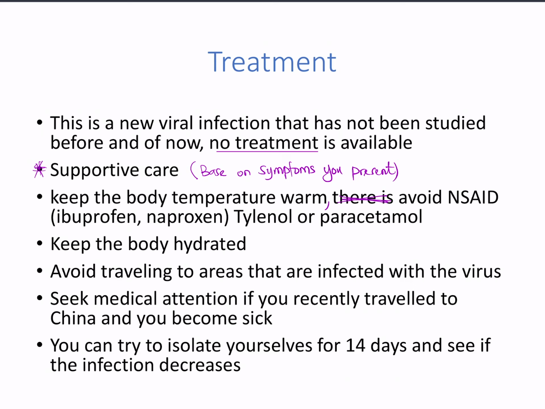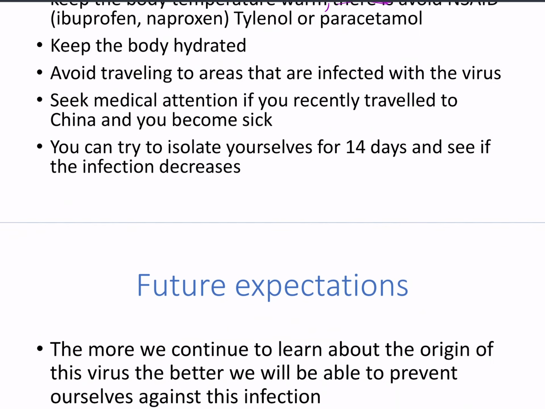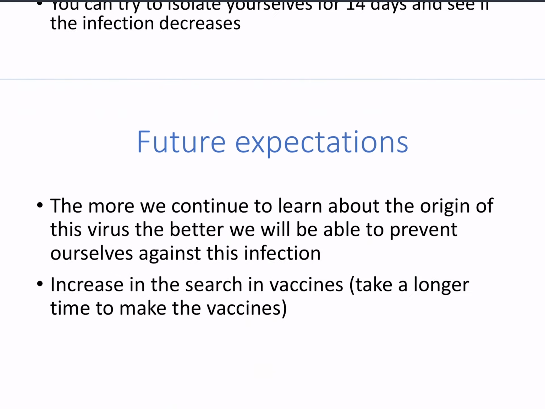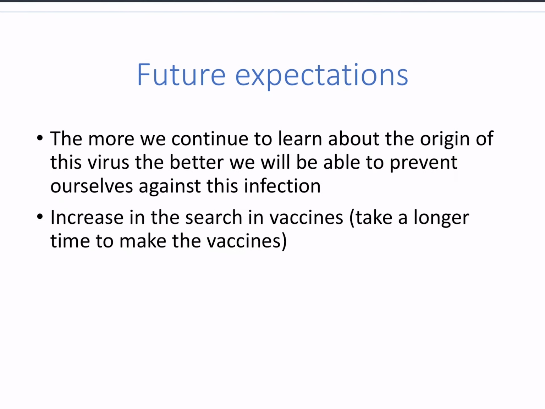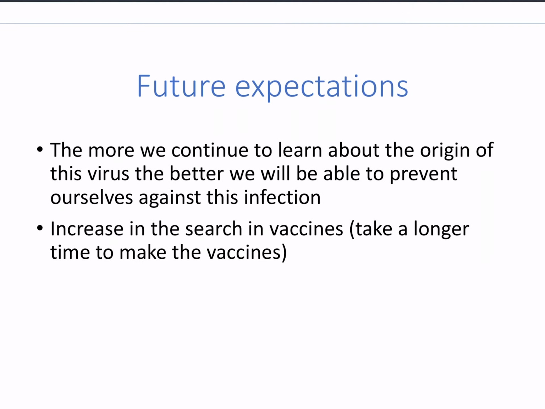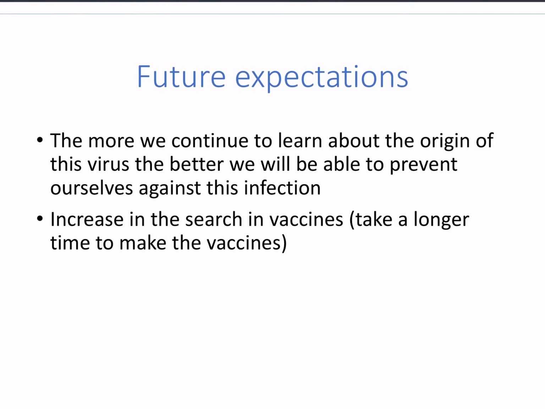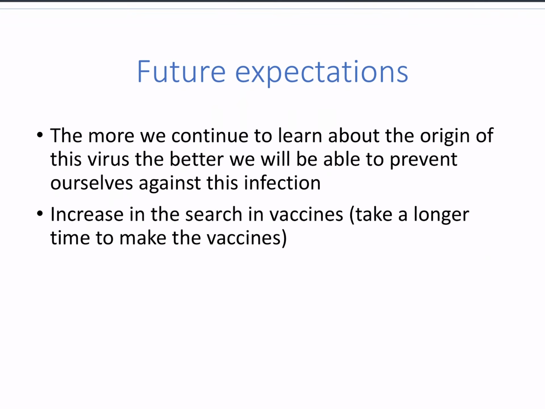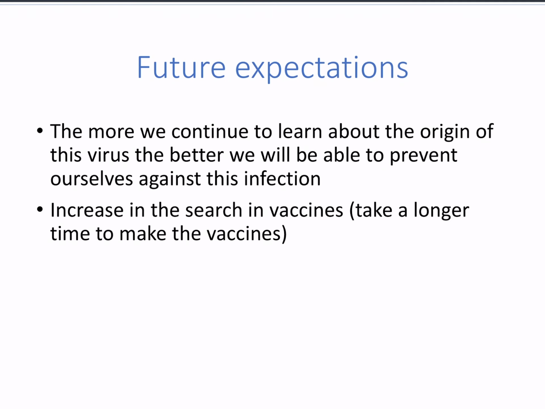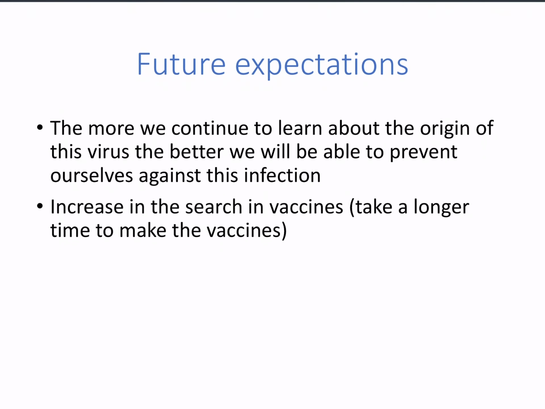Future expectation: we hope that as we continue to learn more about the origin of this virus, we'll be able to better understand it and find a better treatment. There are a lot of foreign and international organizations working hard to develop vaccines against this, especially the World Health Organization. But again, vaccines take a while, so what we can do for now is try as much as possible to prevent the spread of this disease.